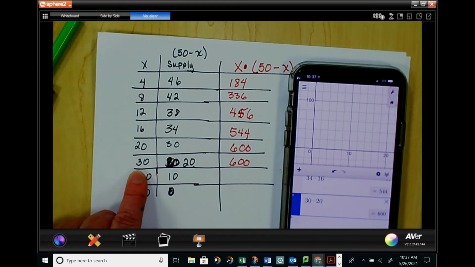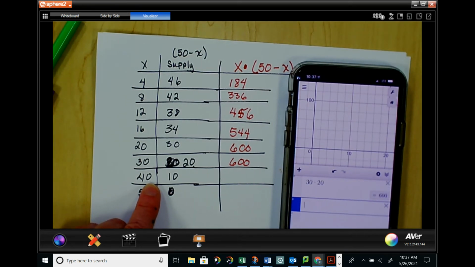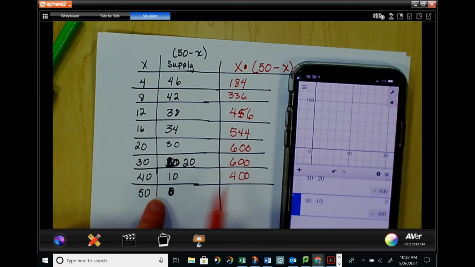That's not a mistake. There's a method to your madness. And then 40, you probably don't need a calculator, but just in case, 40 times 10 is 400. And then 0 times 50 is 0.